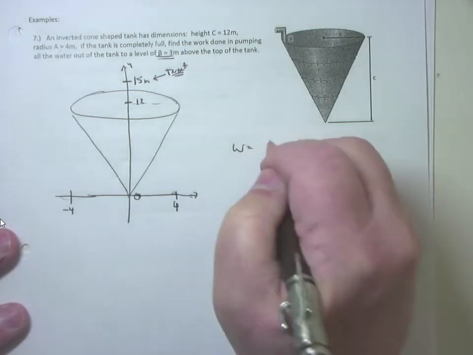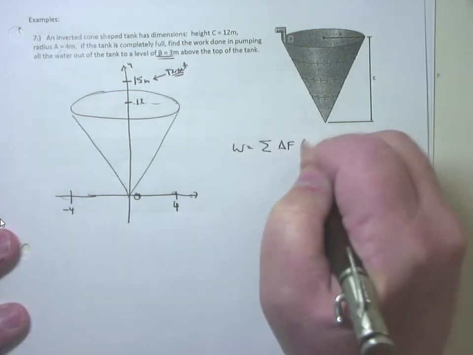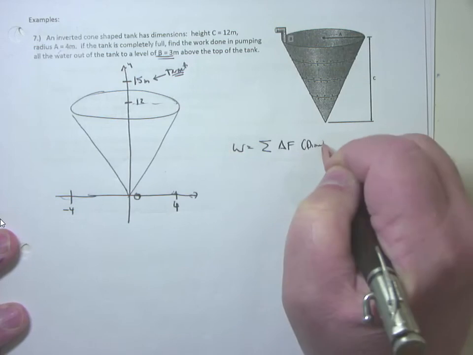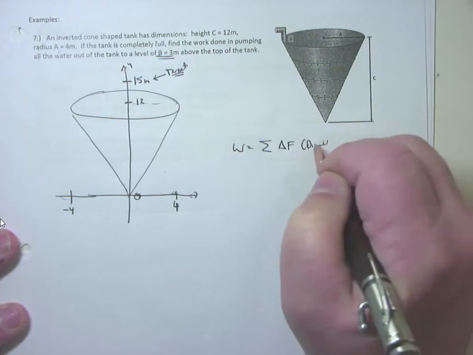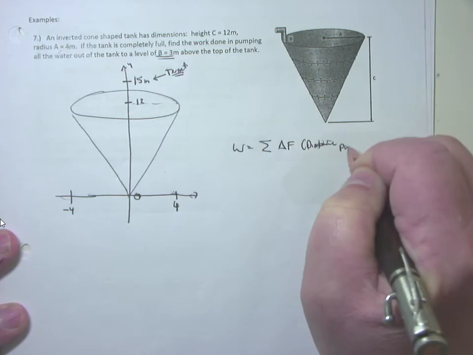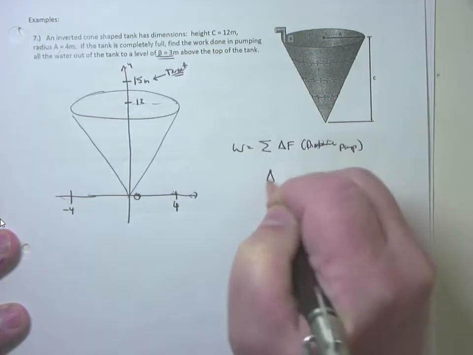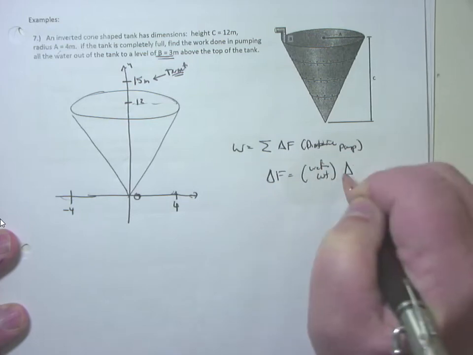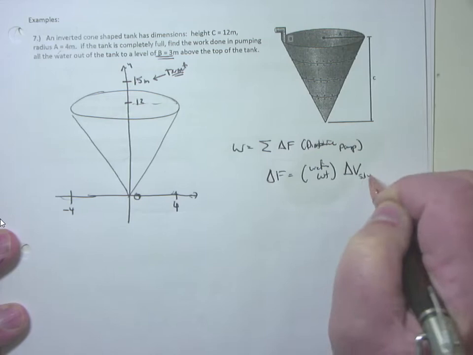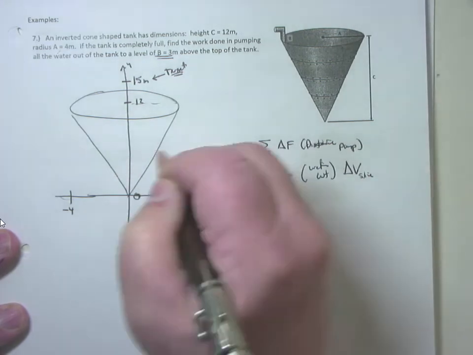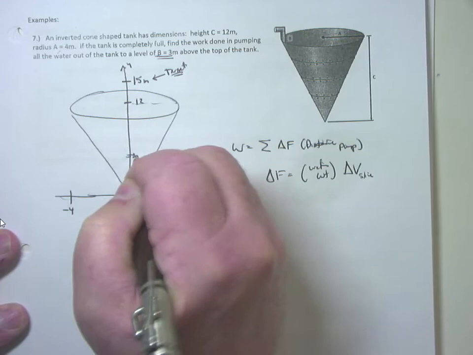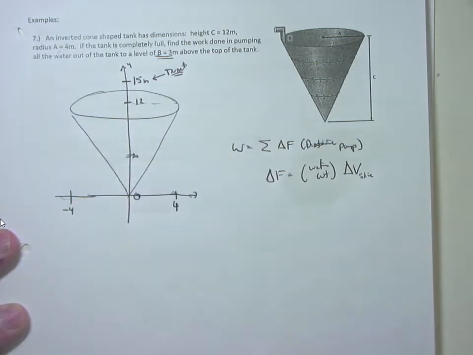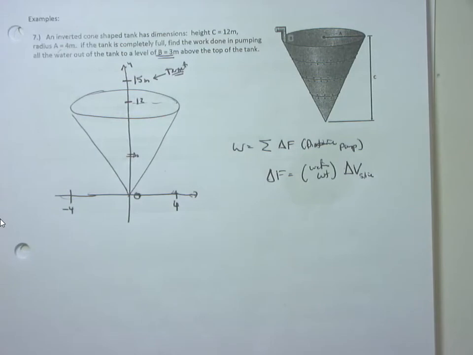So, work is equal to the sum of the delta force times the distance you have to pump. Delta force is equal to water weight times your delta volume slice. So once again, I'm going to come over on this tank, cut somewhere on this y-axis, and take that little section and lift it. My goal is to get it up here at 15.